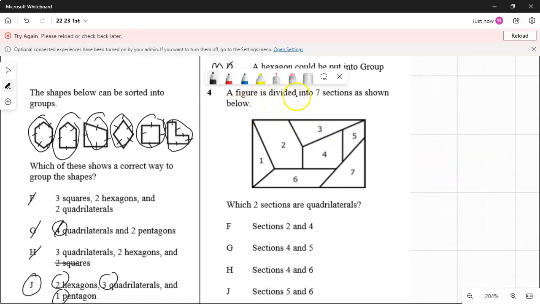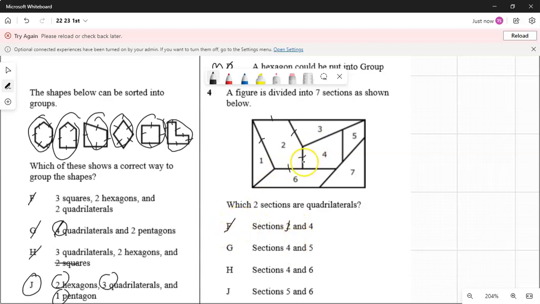Problem number 4. A figure is divided into 7 sections, and they numbered them there. Okay, which 2 sections are quadrilaterals? So we're going to say which 2 sections have 4 sides. So section 2. Here, look at section 2, and we'll see if it has 4 sides. I see 1, 2, 3, 4, 5 sides. That is a pentagon. That's a pentagon, so it cannot be F.